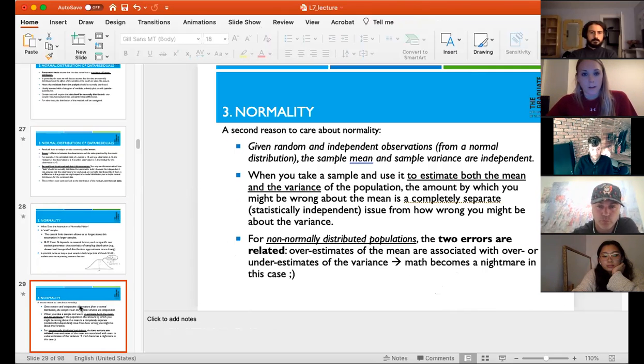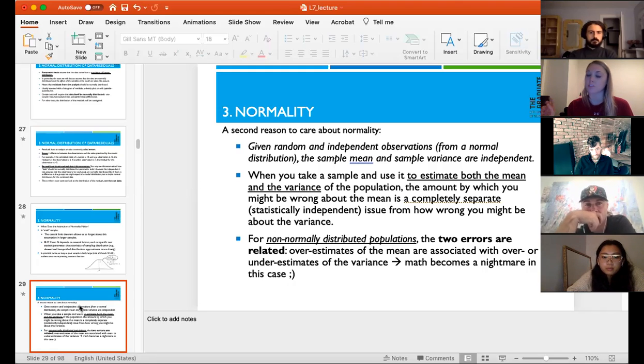The second reason to care about normality is that, assuming you have random sampling and independent observations from a normal distribution, your sample mean and sample variance are independent. Whenever we take the sample, we use that sample mean to estimate the mean of the population, because we don't know if this sample comes from a different distribution. We're also going to be doing that about the variance, since we don't know the population standard deviation. And in general, that's what you're going to encounter.